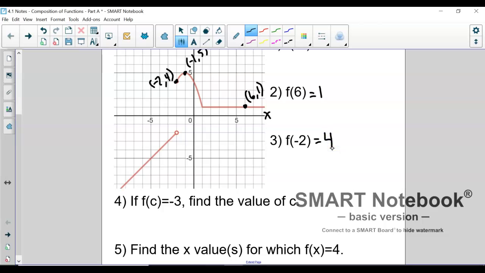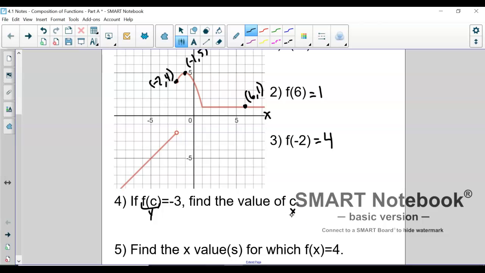Now, in all of these we were given the x value. We're finding f of an x value. But sometimes they'll ask us to find the x that goes with certain y's. So for example, here it says, if f of c equals -3, find the value of c. So f of c, we can think of this as our y value. If y equals -3, we want to know the value of that c. That c right there is our x value that we're looking for.